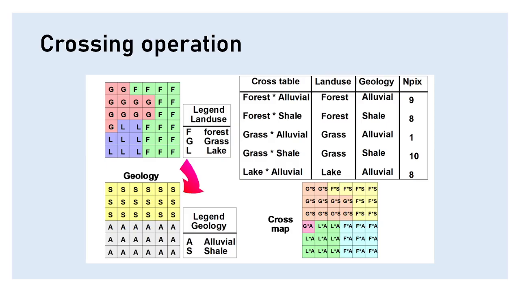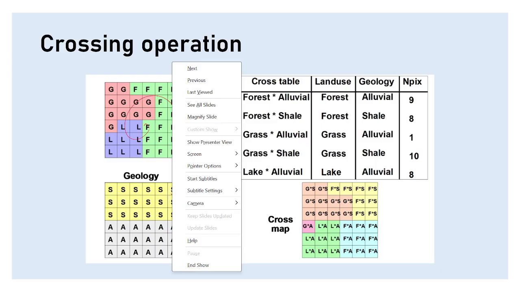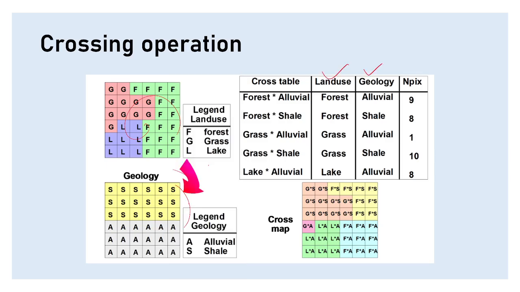Then we have the crossing operation. So here we also call that a cross table or cross operations, and here basically it is through the table and then using the cross table as attributes, we can reclassify our map as we have done in this particular case. So here you have the forest, grass, lake, land use, land cover data over here. And here you have the geology. Okay. So this information is there. This information is there. Number of pixel information is there.